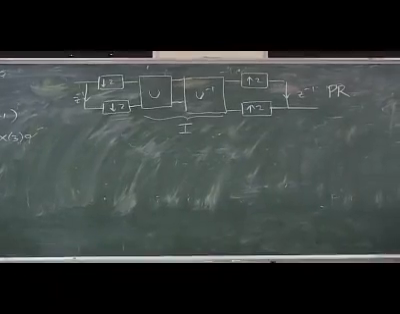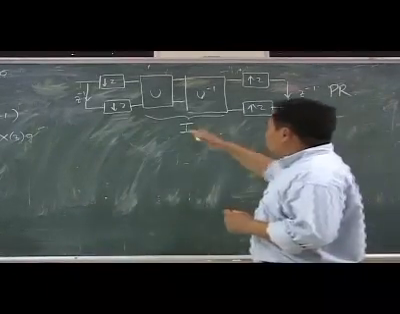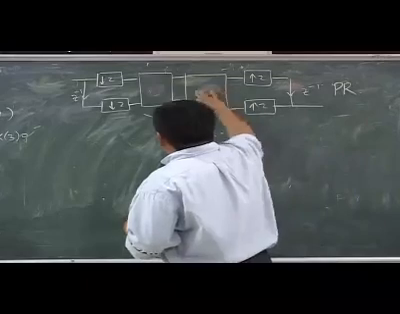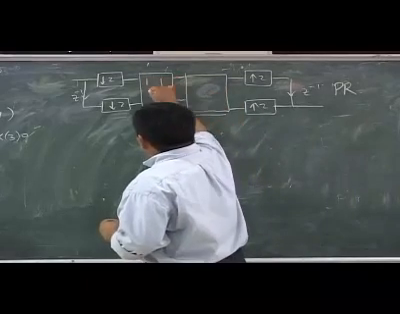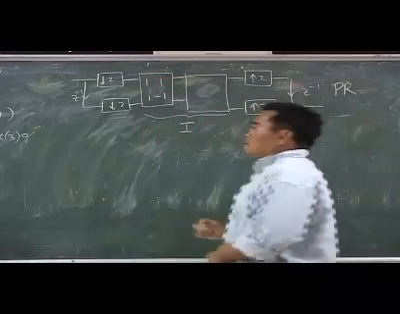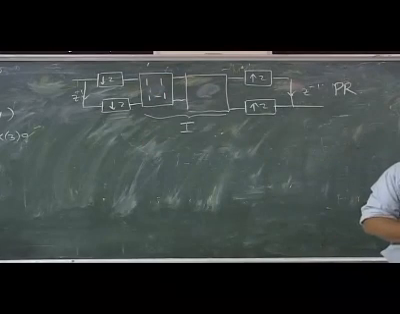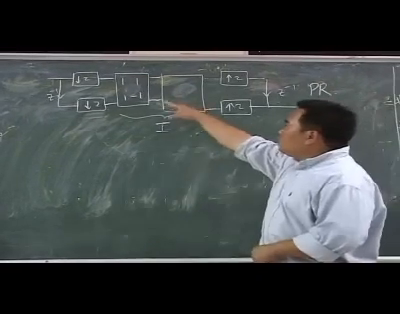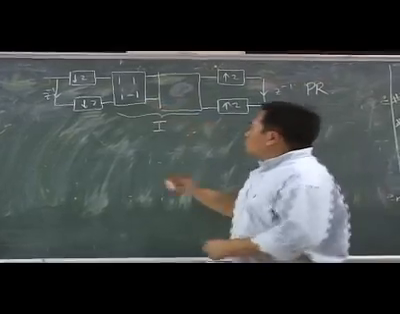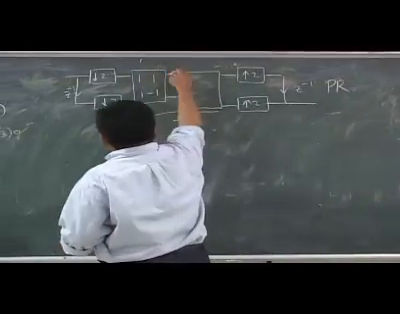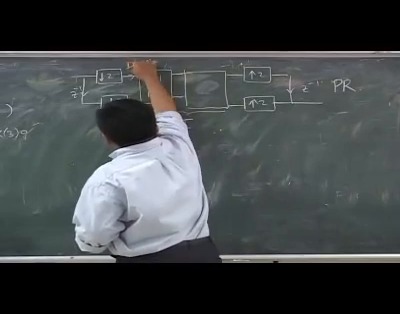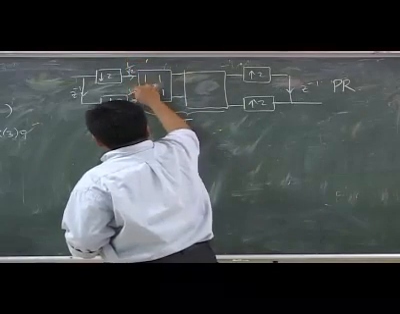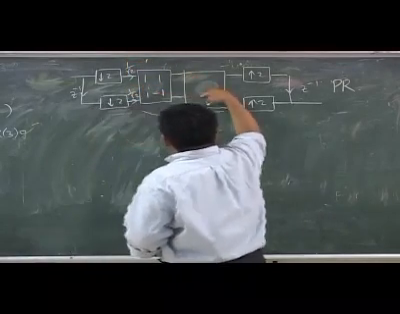Right? In particular, what if I use 1, 1, 1, minus 1? What's the inverse of that matrix? 1 over square root of 2, okay? Put 1 over square root of 2. What is that inverse?